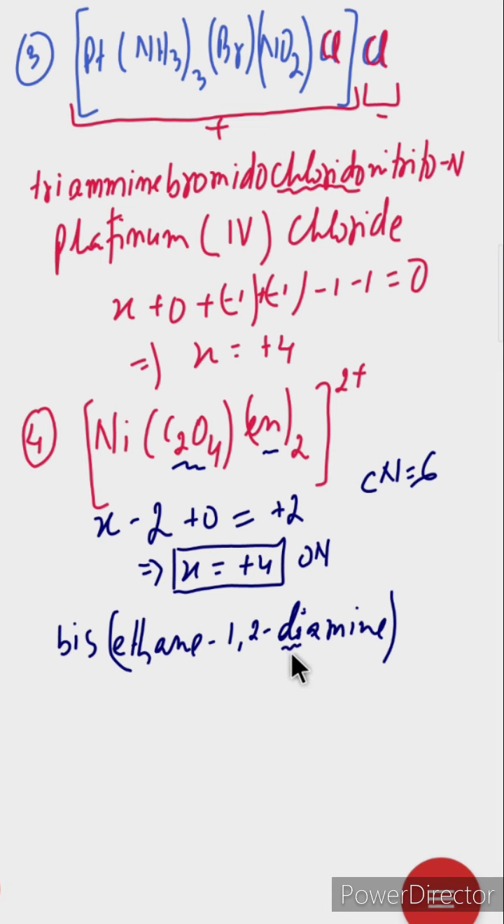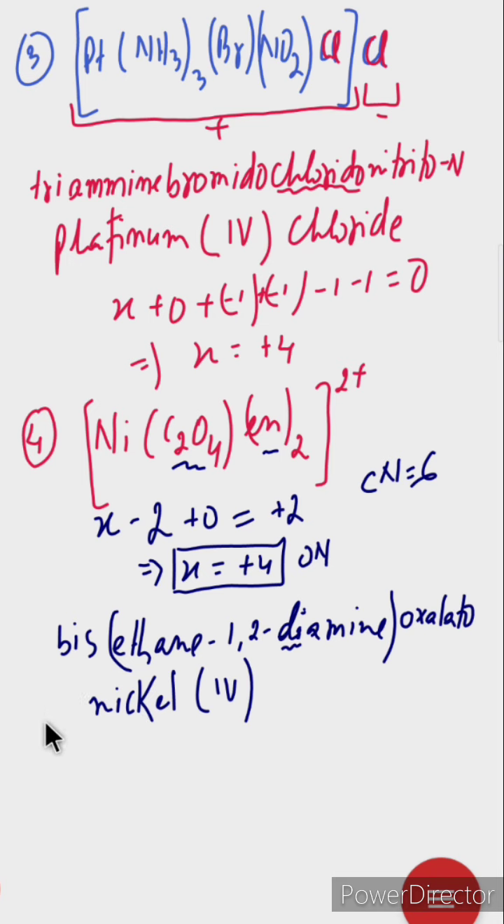So bis(ethane-1,2-diamine), and then oxalato. Then nickel, we must write nickel, not nickelate, because this is a cationic complex. The charge of the complex is positive, so we need to write nickel. And then the oxidation number of nickel is 4. This is the name of the complex, right?